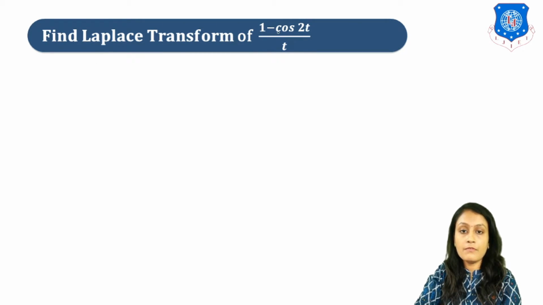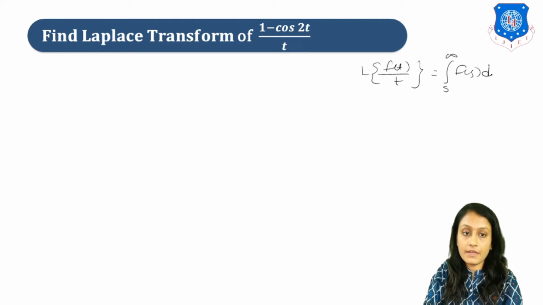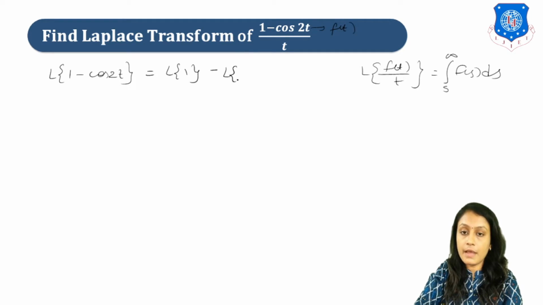Find Laplace transform of (1 minus cos 2t) upon t. Now we have t in the denominator, so we will use this formula, that is Laplace transform of f(t)/t is integration s to infinity F(s) ds, right? So firstly, this is f(t), so first we will find the Laplace transform of this term. So Laplace transform of 1 minus cos 2t. Apply the linearity property. So Laplace transform of 1 minus Laplace transform of cos 2t. Laplace transform of 1 is 1 upon s, and here we have s upon s squared plus 4.